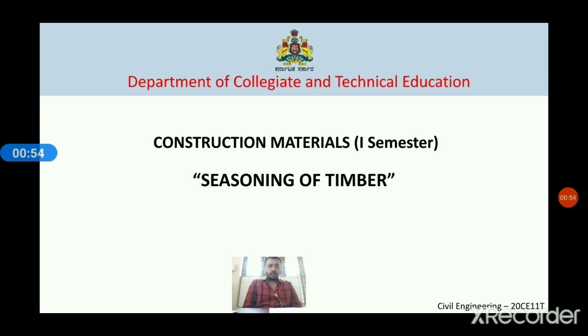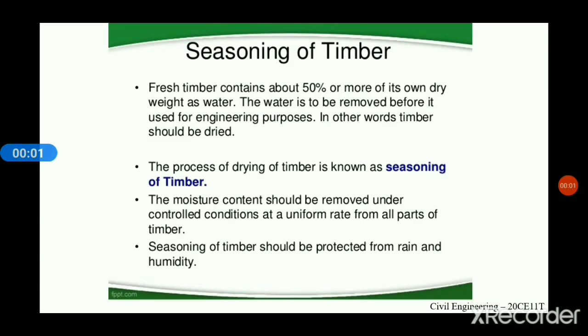Some of the objects of seasoning the wood are as follows. It reduces shrinkage and warping, and also increases strength, durability, and workability, and reduces its tendency to split and makes it suitable for painting. Finally, it also reduces its weight. Some of the methods are natural seasoning or artificial seasoning, and these objects and methods we'll discuss in coming slides. Just now I told what seasoning of timber is.